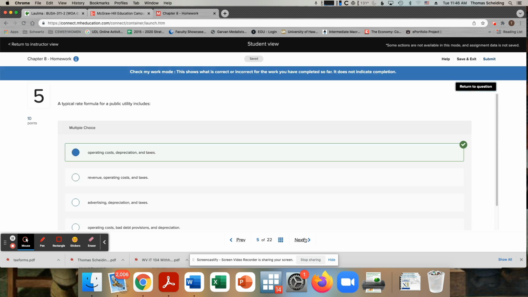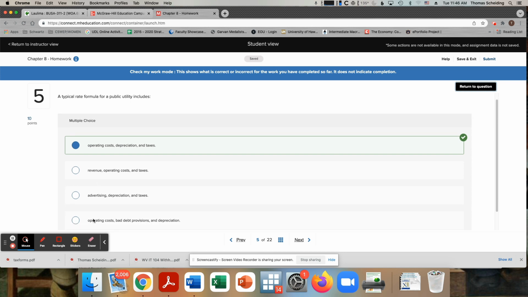And so this is definitional. You wouldn't be doing advertising. Why would you need a rate to cover revenue? It's the same thing. And then operating costs, bad debt provisions, and depreciation. Bad debt provisions, that's an asset choice. That's not an ongoing concern choice. Public utilities typically have shareholders, and those shareholders would handle that kind of thing.